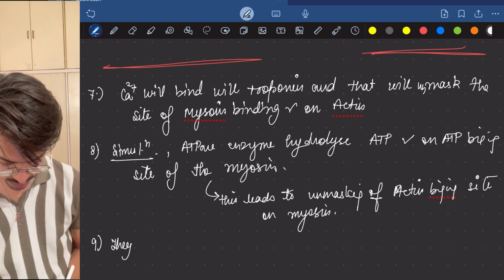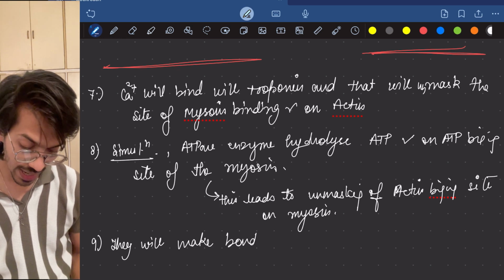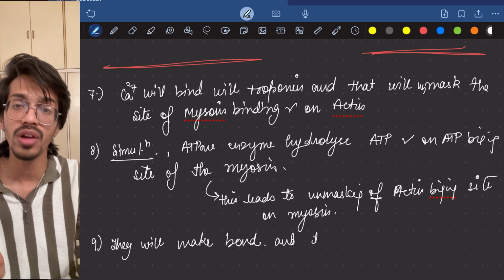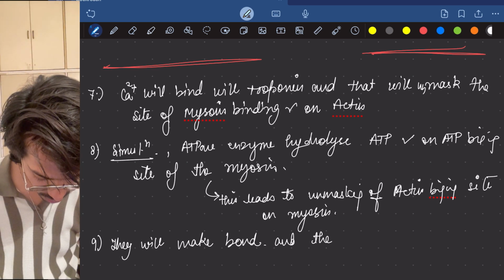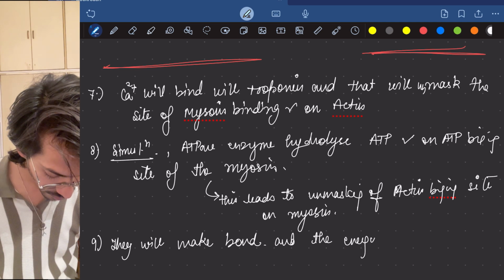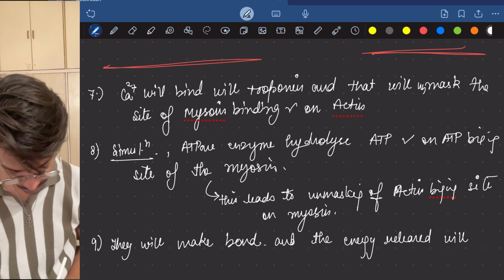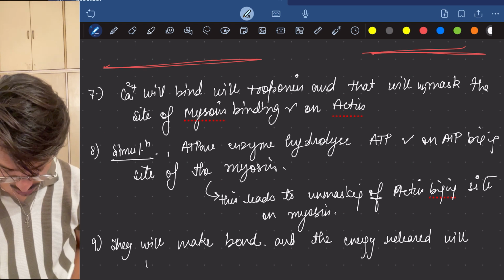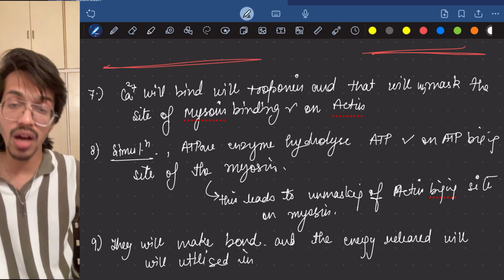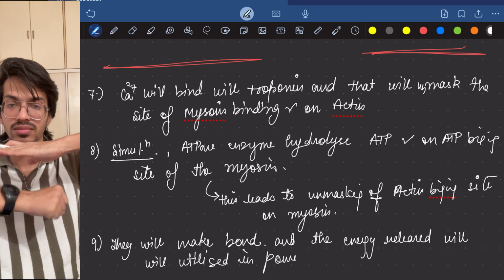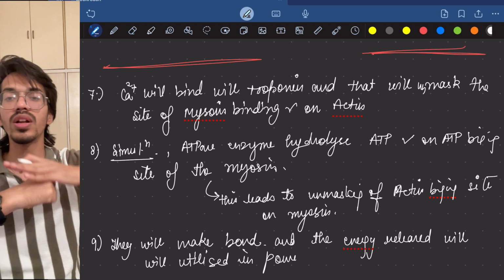They will make a bond. And the energy is released, because when the ATP hydrolyzes, energy will be released. We know this fact. So the energy released will be utilized in power stroke. So what was power stroke? I told you that if this is the myosin head and this is the actin, it will bind to it and it will pull it towards. This is called power stroke.